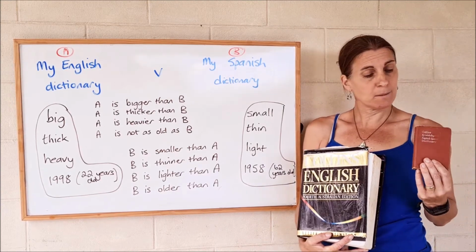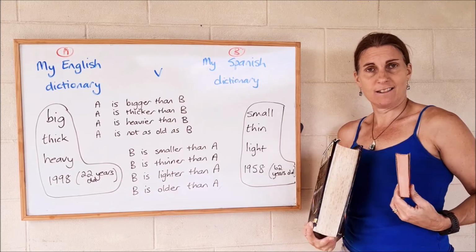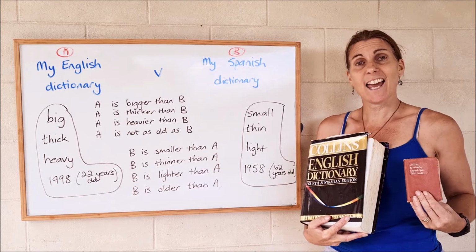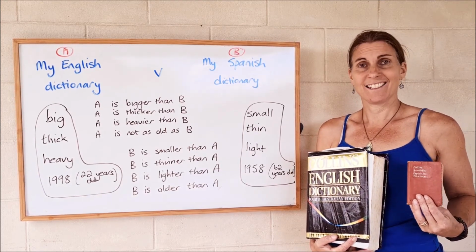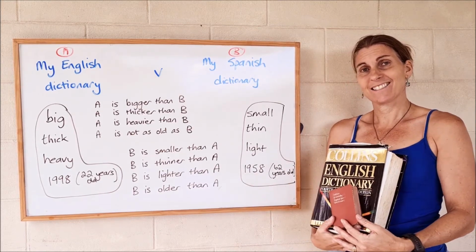B is smaller than A. B is thinner than A. B is lighter than A. And B is older than A. Did you get all of those sentences?